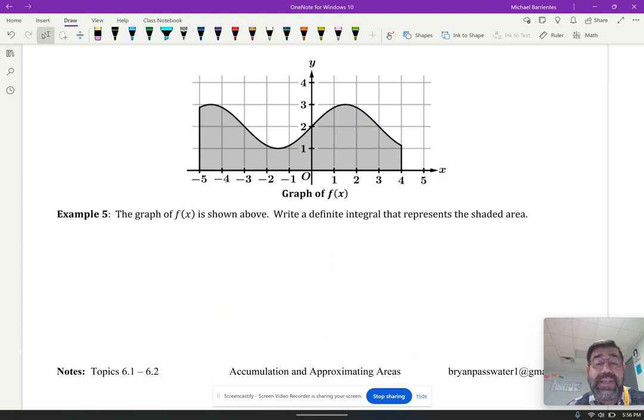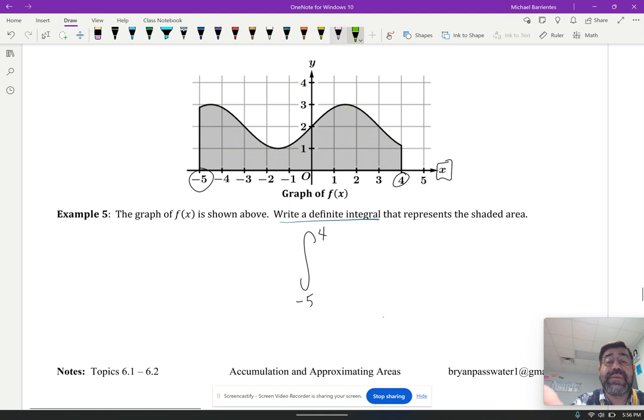But this is one way that we can practice looking to see what it visually means versus what it symbolically means. The graph of f of x is shown below. Write a definite integral. Again, they don't want us to solve it. They just want to write the definite integral that represents the shaded region. Well, that's pretty straightforward here. We're going to do the integral. Where does the shading begin? At -5. Where does our shading end? At 4. By the way, these are x values. So if they're x values, then this should be dx.